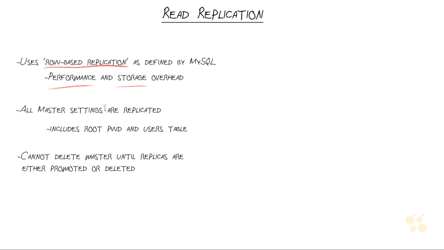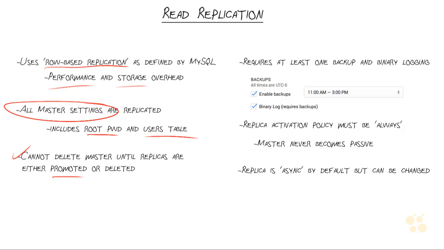It's also important to note that all master settings are replicated back down to the replica or the slave instances, and that includes the root password and the users table. So as you make security updates to your master instance, those security updates will propagate down to your replicas. And you cannot delete a master instance until all the replicas are either promoted or themselves deleted. And promoted is promoting it from a replica to a standalone database. You may have an instance where you want to move up a database and promote it to a regular read-write database, thus breaking the replication connection. So, it requires at least one backup and binary logging enabled. You have to have backups turned on in order for replication to work, and you have to have binary logging enabled.